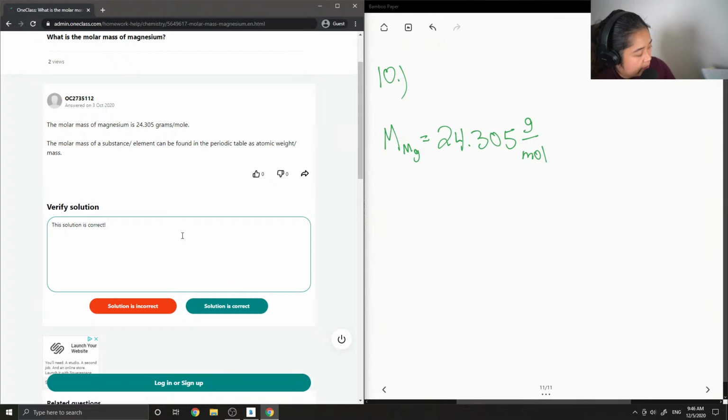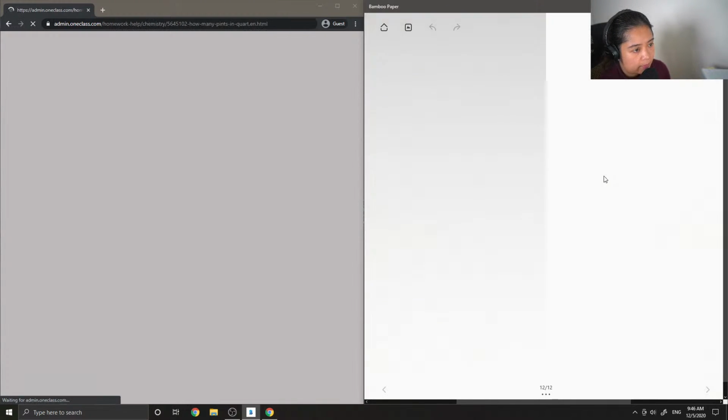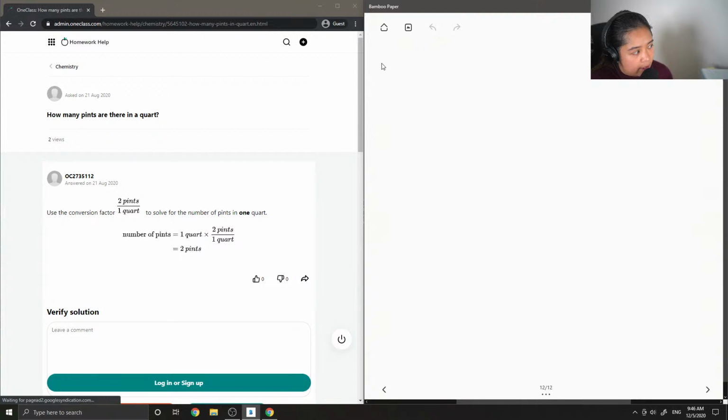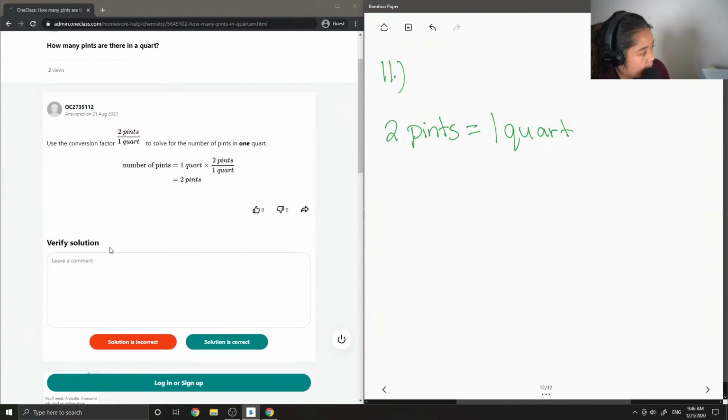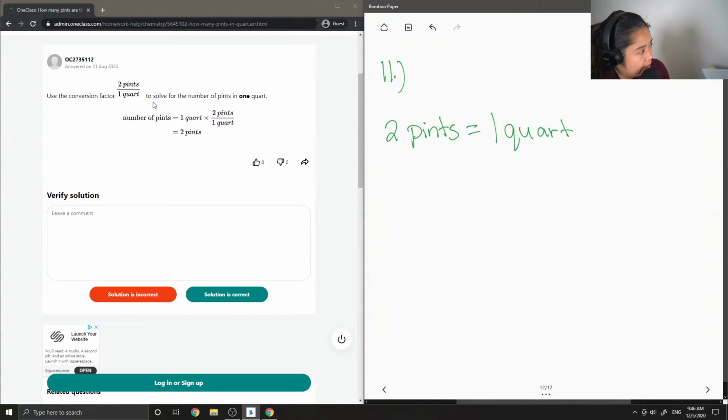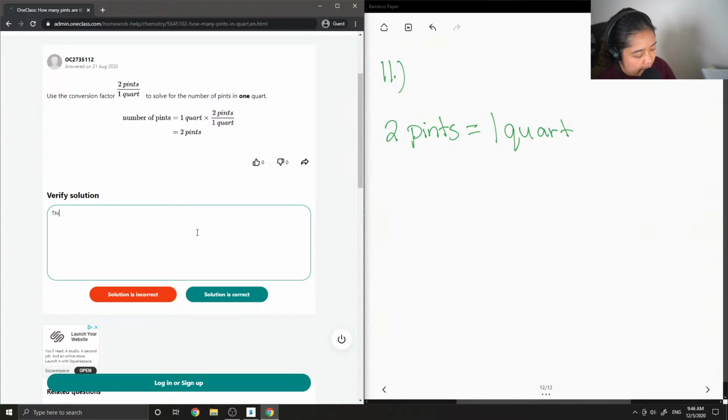I think we have time for one more quick question, which just asks, how many pints are there in a quart? There are just 2 pints in 1 quart. And the junior tutor said the same thing. Use the conversion factor 2 pints over 1 quart to solve for the number of pints. Yep, so the solution is correct.